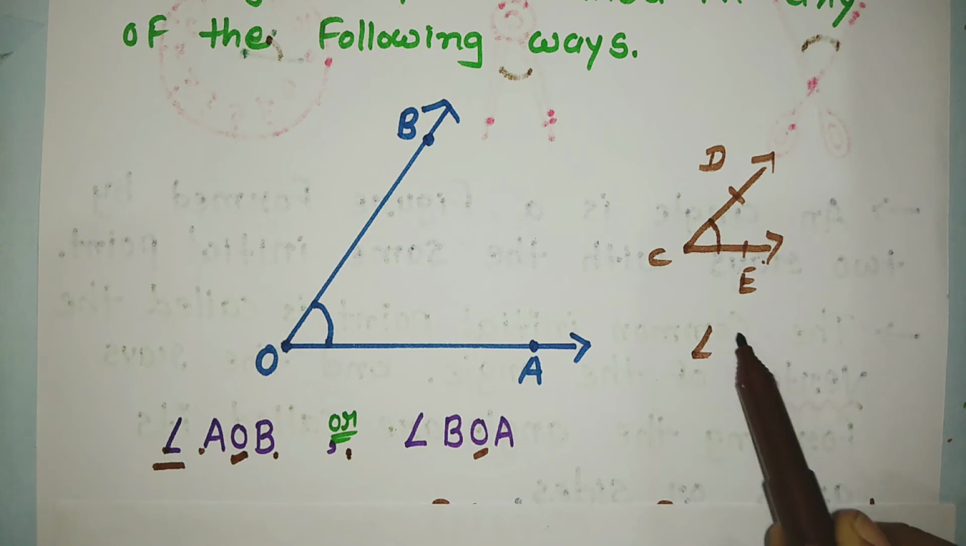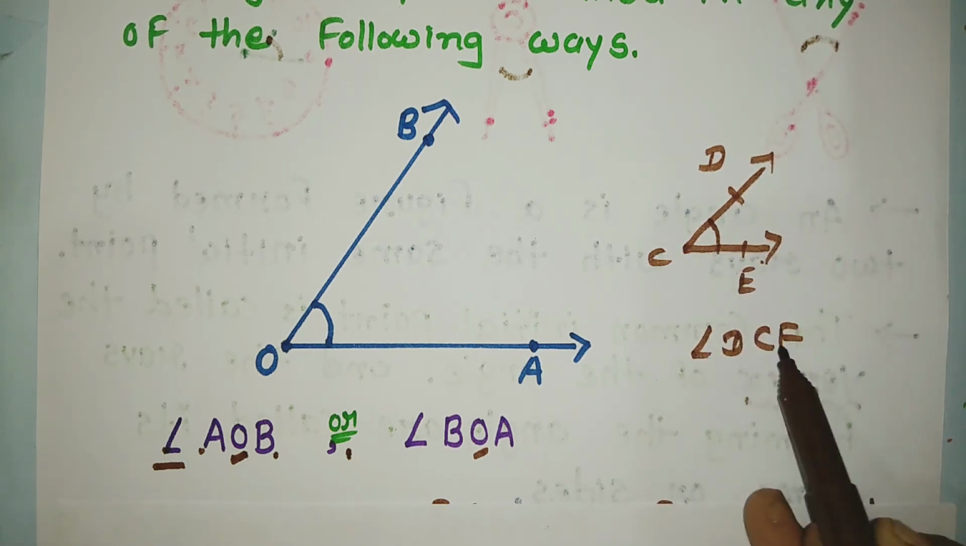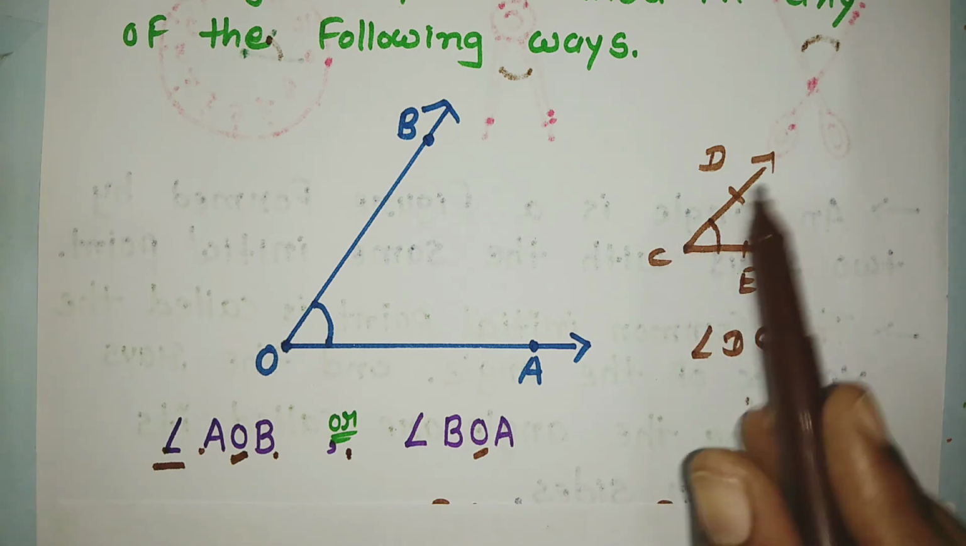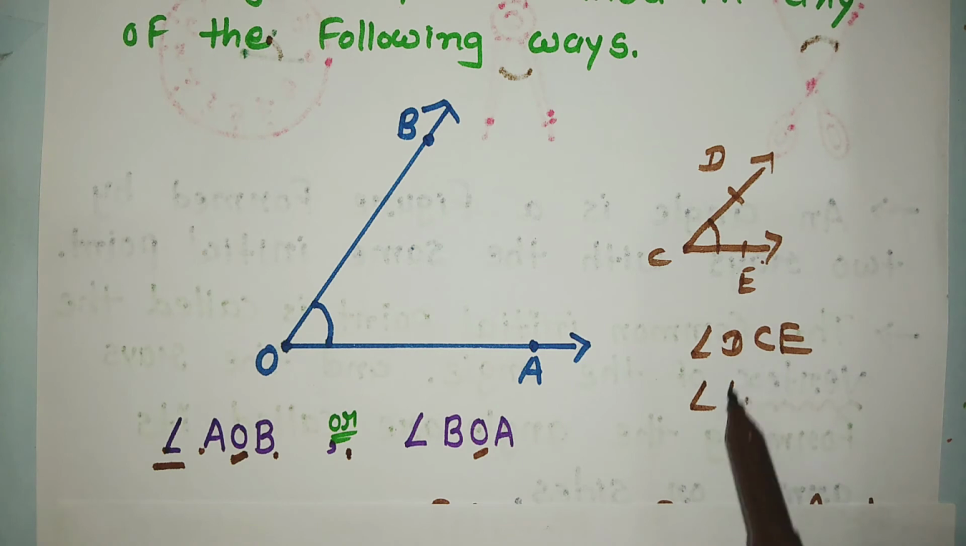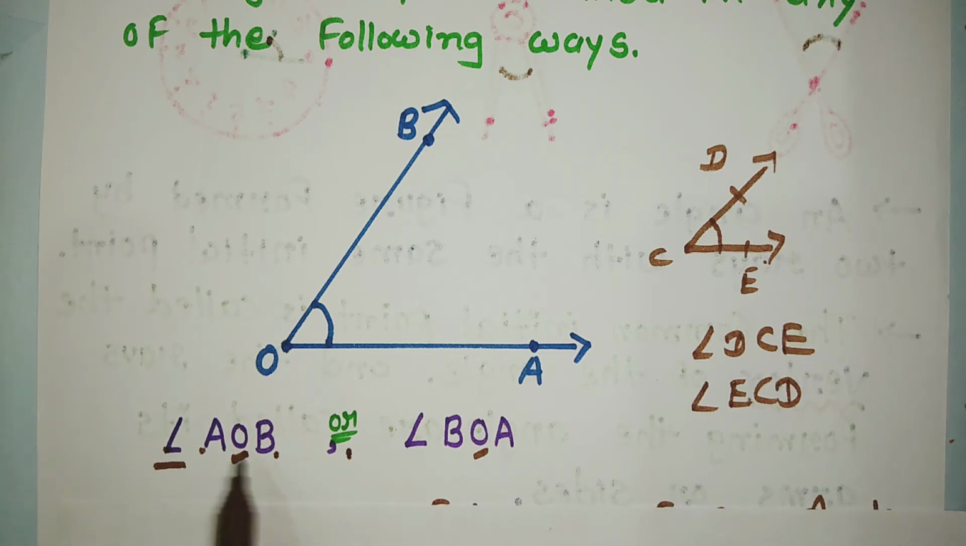So angle DCE, or ECD, angle ECD. So this is the way we give the name of the angle. Whatever angle you are going to write, that letter should be the middle of the two letters. यहाँ पे angle O लिखना है, so O letter किस में आएगा? बीच में.